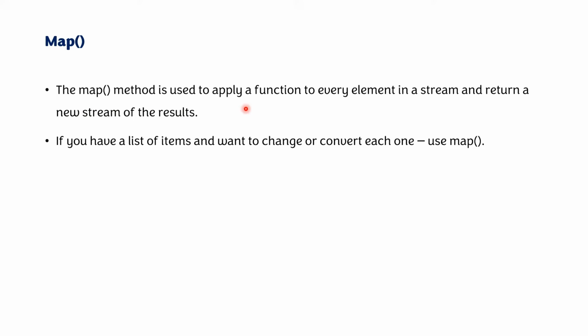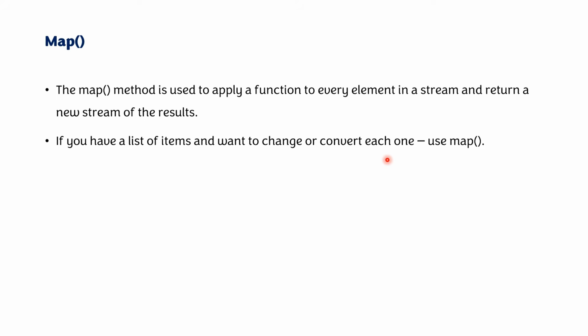The map method is used to apply a function to every element in a stream and returns a new stream of the result. It means the map method will take each and every element from the stream, do some processing, and return a new stream of the result. If you have a list of items and want to change or convert each one, we must use the map.